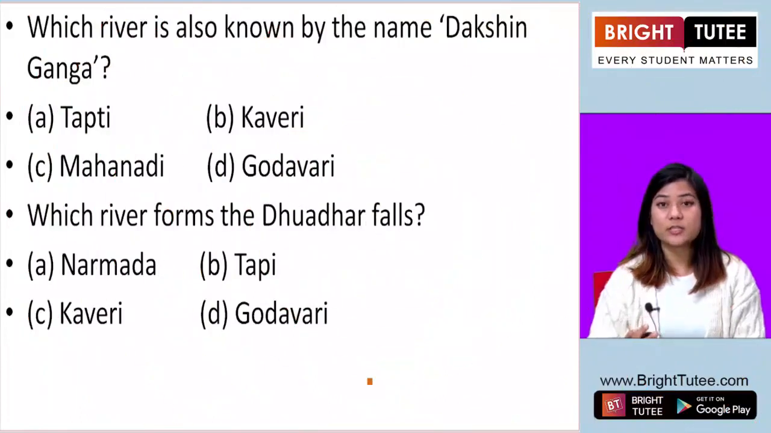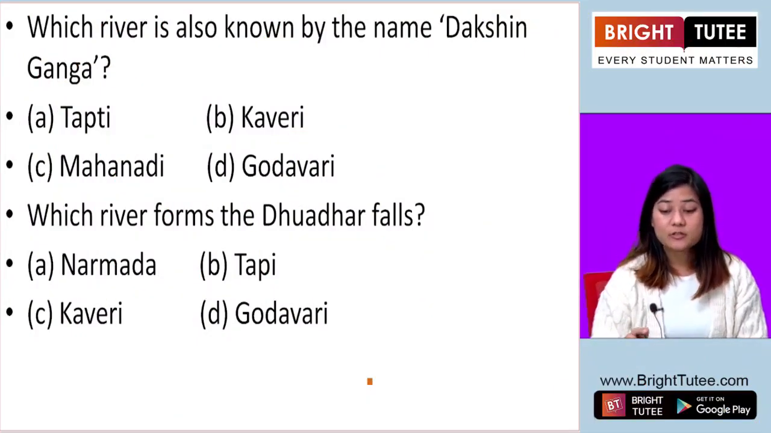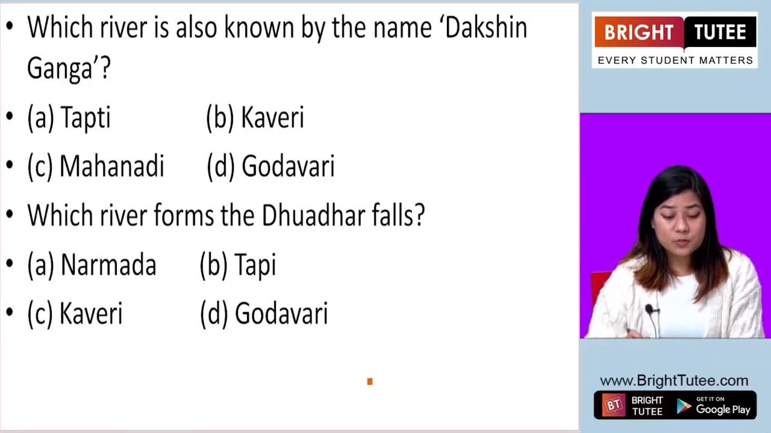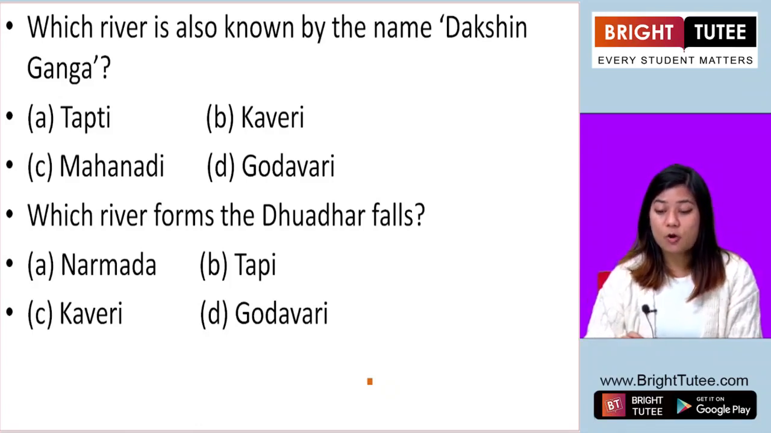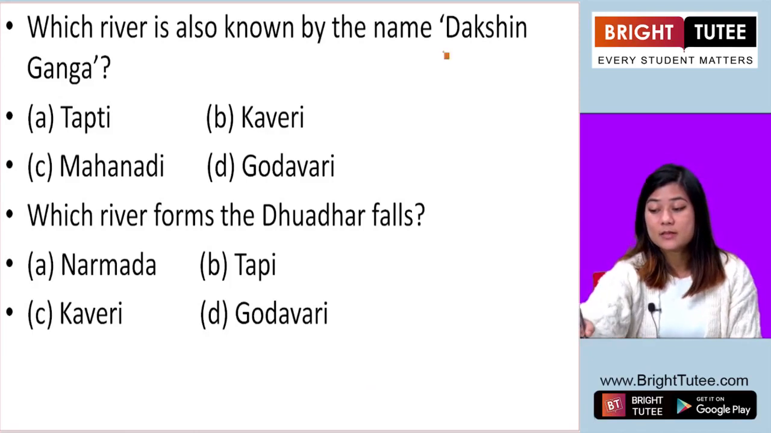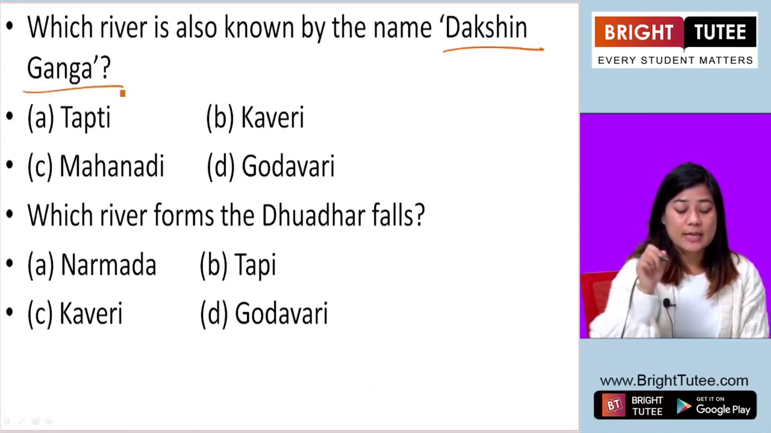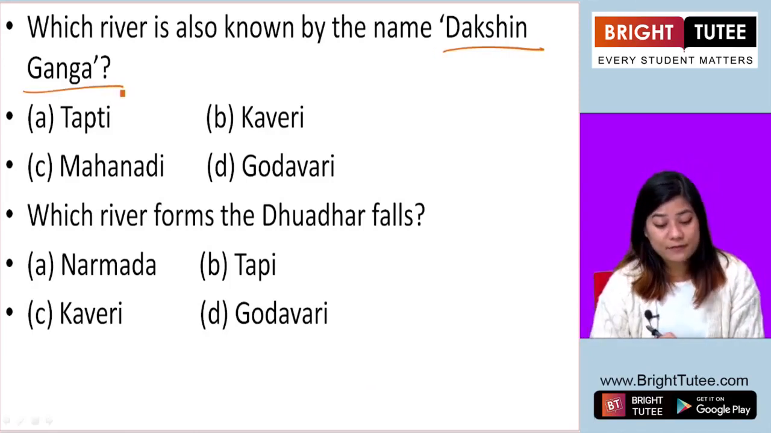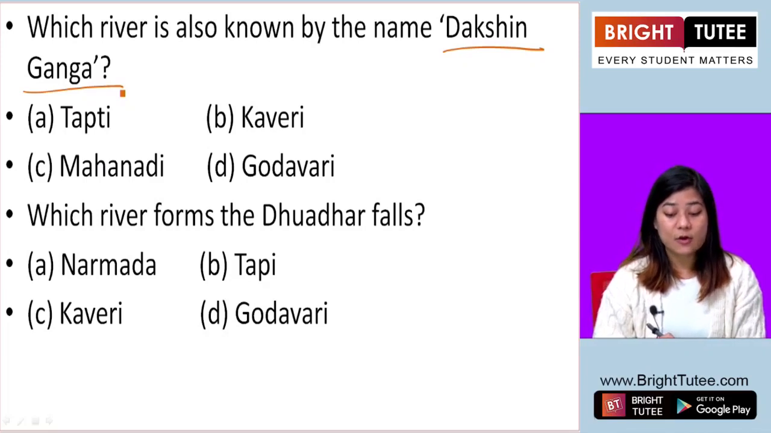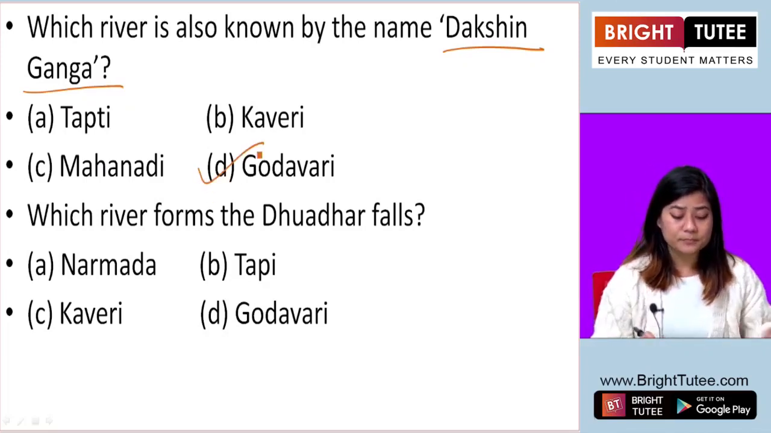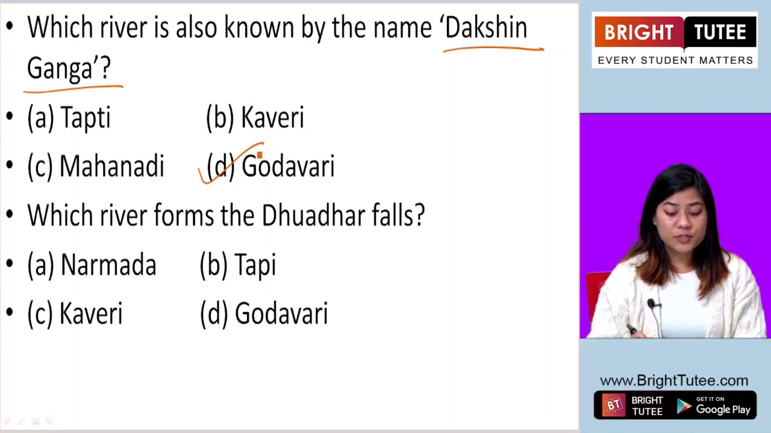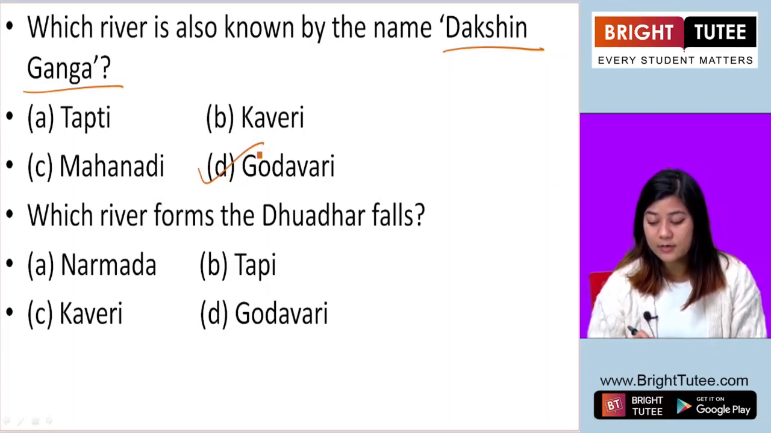We have some questions for us to discuss and to also test our learning. So let us look at them. The first one is, which river is also known by the name Dakshin Ganga? Is it Tapti? Is it Kaveri? Is it Mahanadi? Or is it Godavari? The answer is Godavari. The second one, which river forms the Dhawadhar Falls?